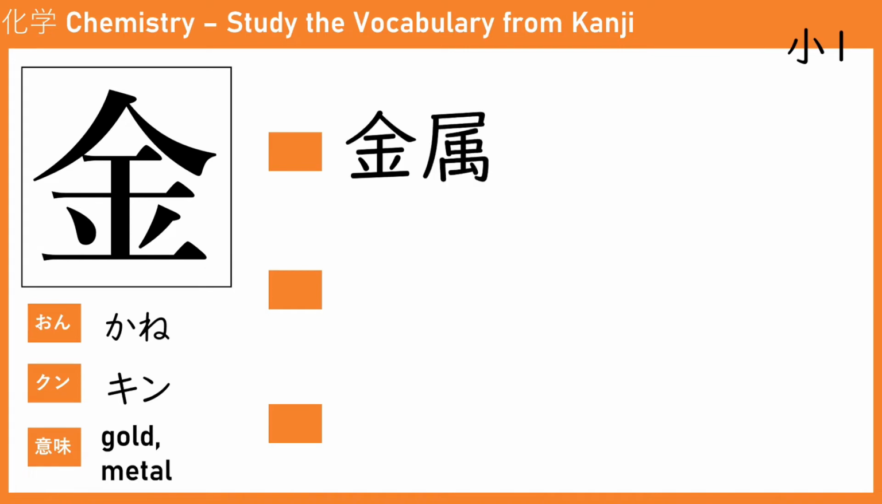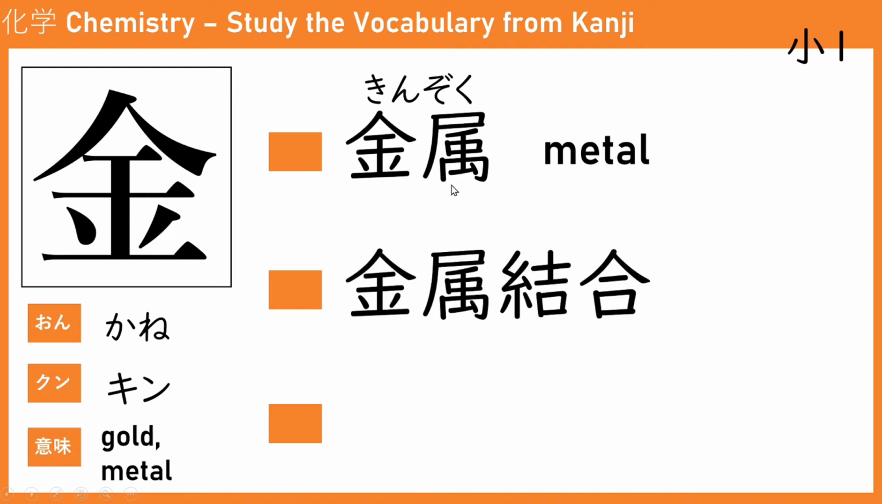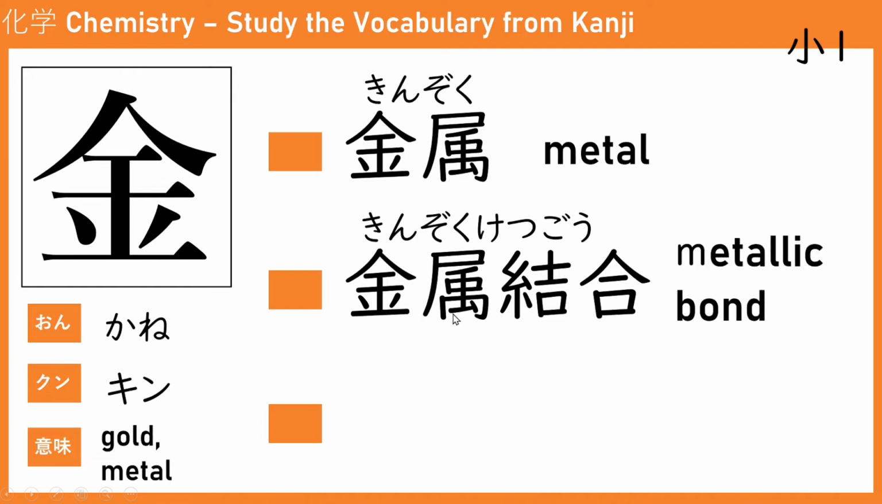Okay, so we can see here the first one is kinzoku. Kinzoku means metal in general. So we have metal substances, metal elements, and non-metal. We can call it kinzoku. Zoku here means family. So the family of gold, the family of metal. Then we have kinzoku ketsugo, which means the metallic bond here.